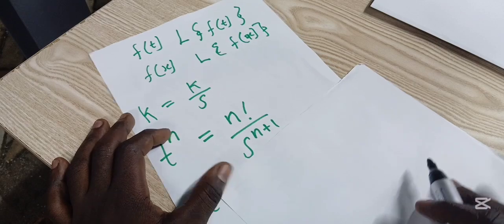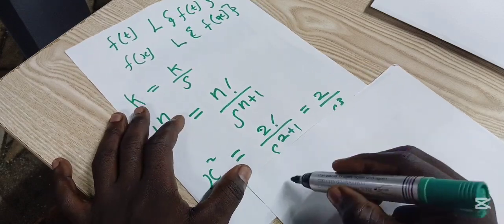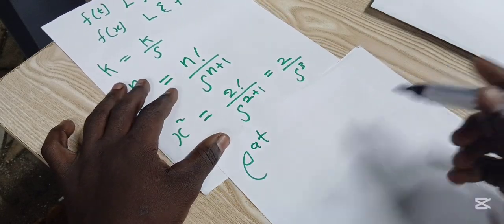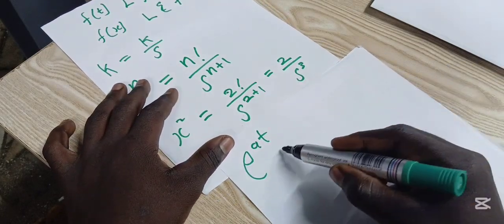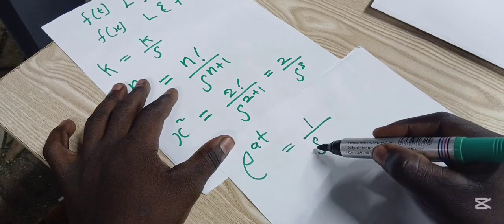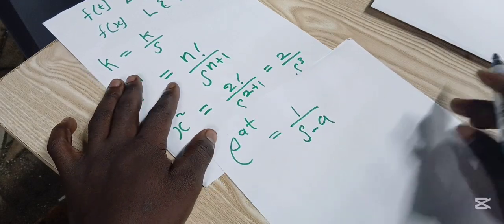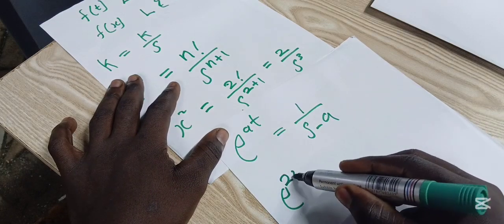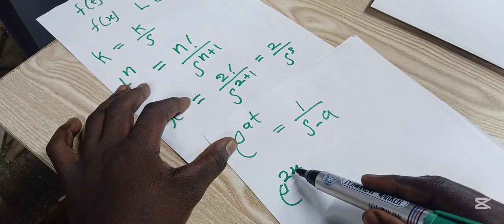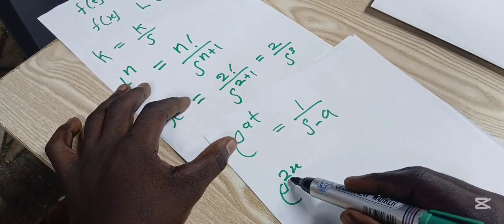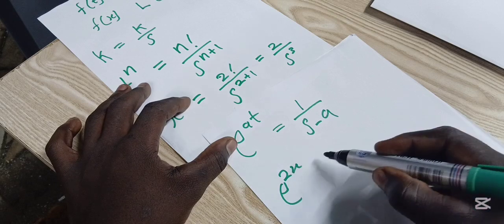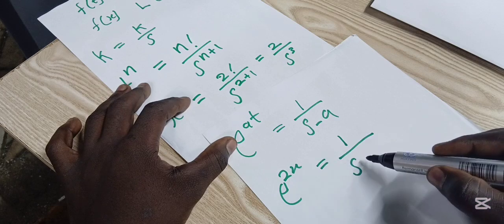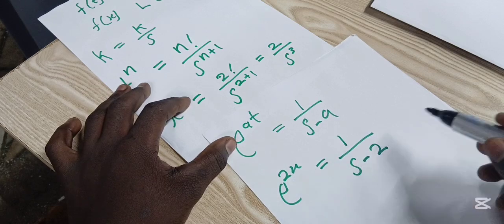The third formula you also need to know is the Laplace transform of e to the power at. So e to the power at is going to give us 1 out of s minus a. Assuming we have to find the Laplace transform of e to the power 2x, in this case our function is in terms of x, so our a is 2. Our a is the coefficient of x, which is going to give us 1 out of s minus our a. In this case, our a is 2, so s minus 2.